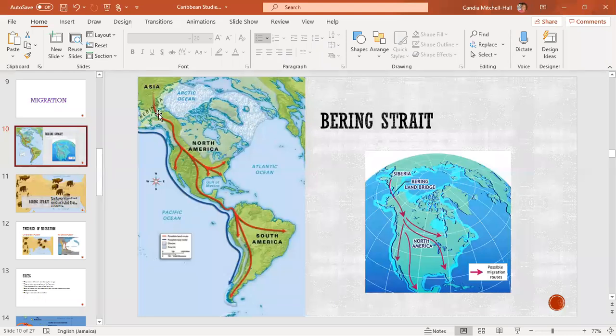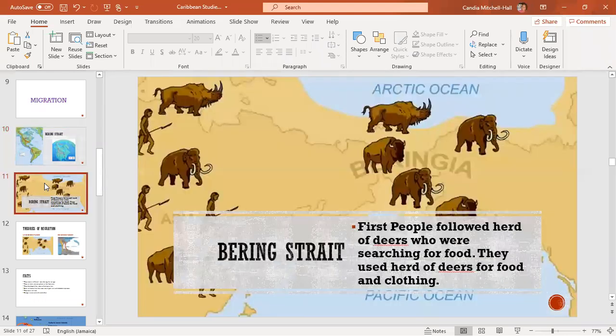There's one thing you need to know, ladies, is that the first people followed herds of deer who were searching for food. So it was during the Ice Age, and the deer were searching for food. And because the early Indians used the deer for food and also for clothing, they followed them. And so that is one of the views of how they ended up on this side of the world.